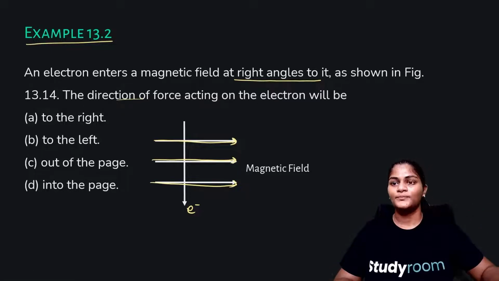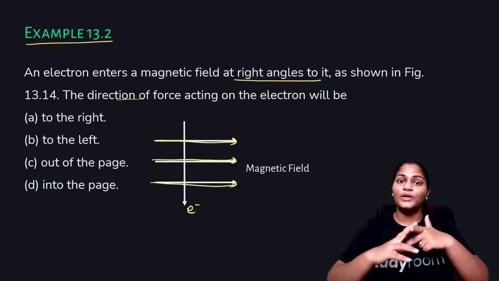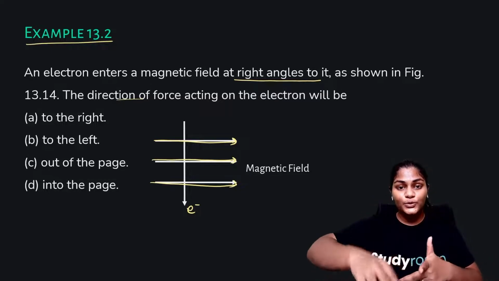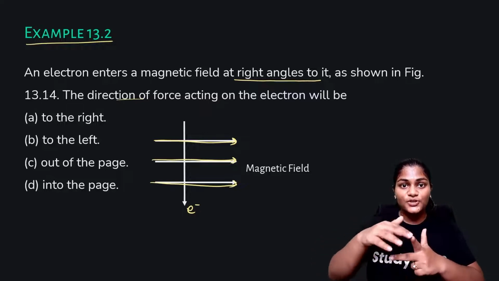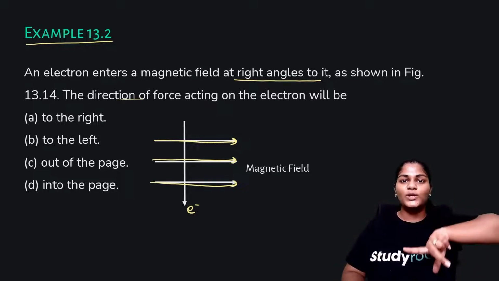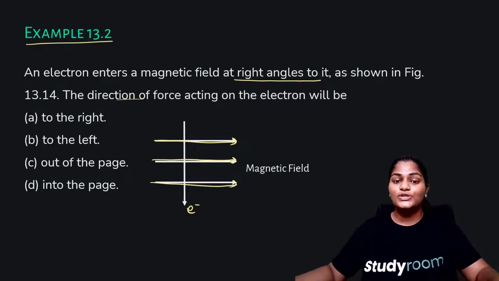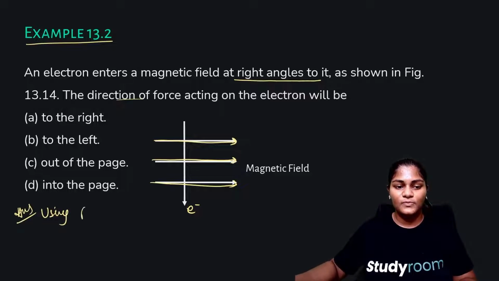So when you arrange your fingers according to Fleming's left hand rule, and you do it on the page where you have drawn the figure, you will see that your thumb is pointing into the plane of the paper. Okay, so how do we write the answer for this? We write the answer using Fleming's left hand rule.